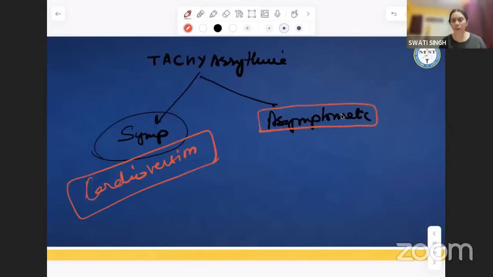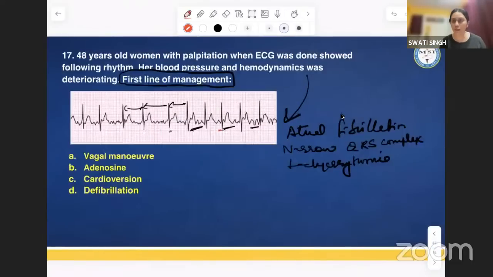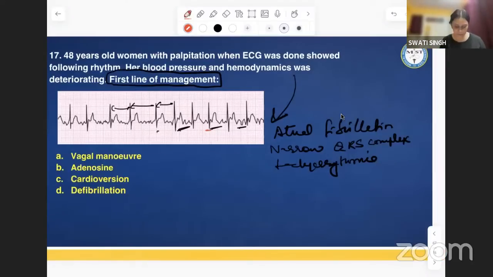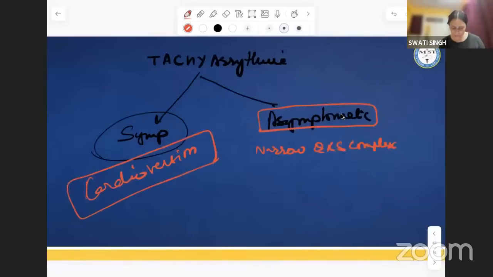If the patient is asymptomatic, then we see the QRS complex. Narrow QRS complex tachyarrhythmia: here you can see the QRS complex is less than 0.12, it's only one small box, which is 0.04. So narrow QRS complex tachyarrhythmia, which is PSVT, flutter, or fibrillation. Now, if it is PSVT, we do vagal maneuver and adenosine. If it is flutter and fibrillation, we just give beta blocker and try to control the rate of the ventricles.